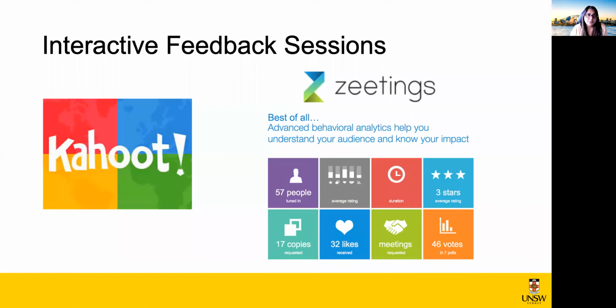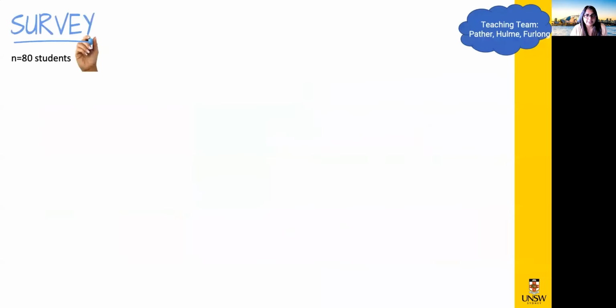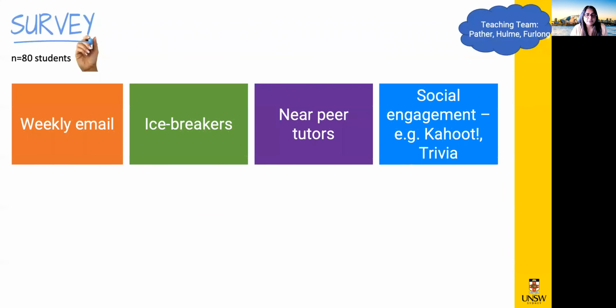Every 2 or 3 weeks, we had interactive feedback sessions. We used some tools like Kahoots and Zeetings, and through that, we were able to ask students questions to work out what it is that they didn't understand, but also to provide rich feedback in those sessions so that we could address their shortcomings immediately. We did survey the students to find out how they were going in terms of managing their anxiety and well-being and which aspects they loved the most.